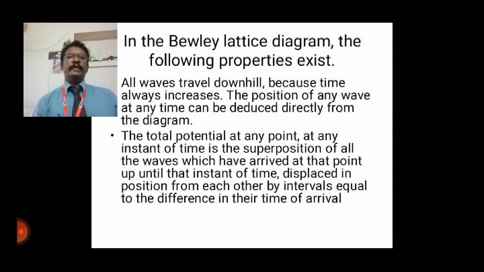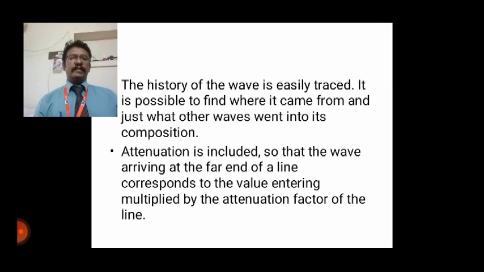This is a very important point which we have to emphasize while dealing with Bowley lattice diagrams. The history of the wave is easily traced in this diagram. It is possible to find where it came from and just what other waves went into the composition. Attenuation is included so that the wave arriving at the far end of a line corresponds to the value entering multiplied by the attenuation factor of the line. By this we can understand the property of the lattice diagram devised by Bowley.